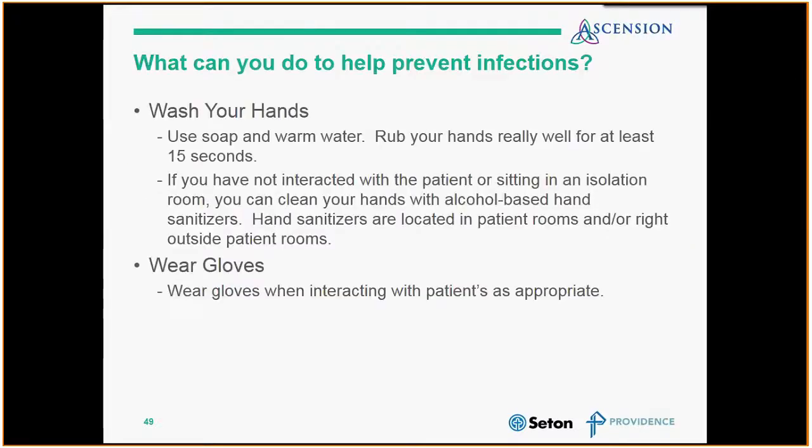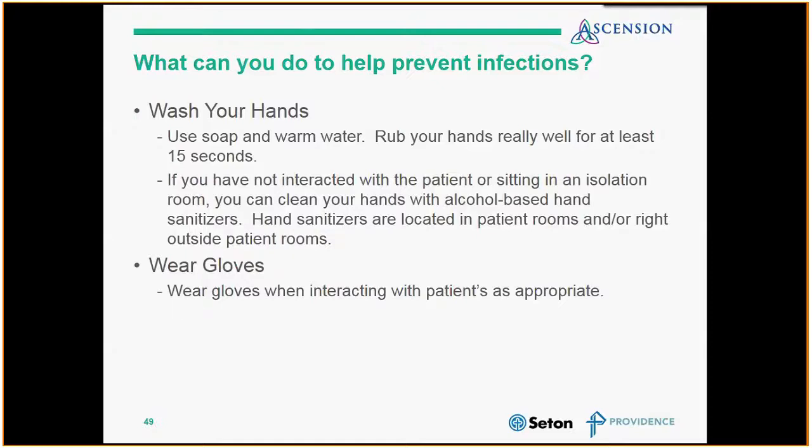Infection prevention. So what can you do to help prevent infections? You want to wash your hands. Use soap and warm water. You want to rub your hands really well for at least 15 seconds. If you have not interacted with the patient or sat in an isolation room, you can clean your hands with alcohol-based sanitizers. Most rooms have hand sanitizers in the rooms and right outside the patient rooms.